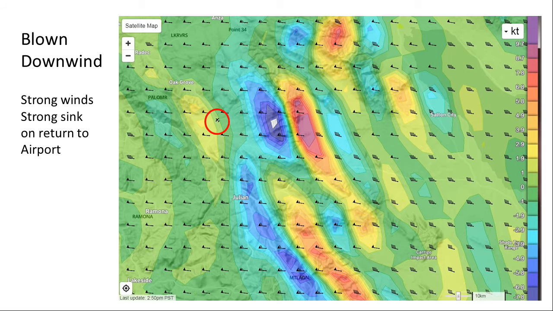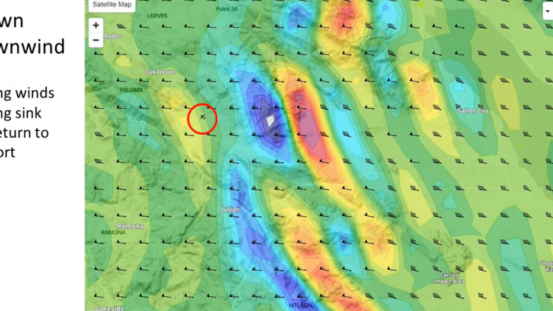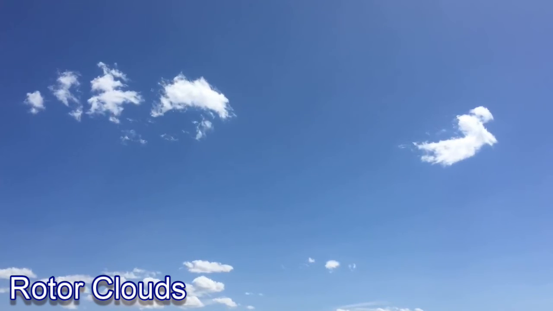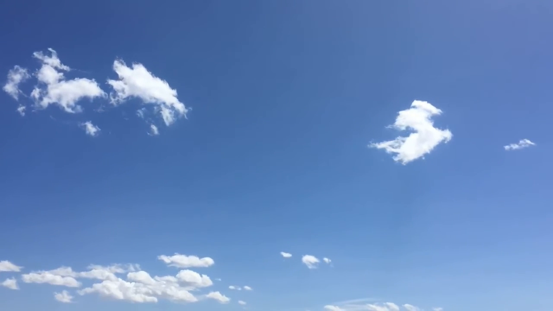You could get blown or caught downwind of the airport, unable to penetrate high winds going home upwind. Note the forecast winds in this illustration. A 65-knot headwind home requires a plan. You could encounter rotor with strong downdrafts and potentially severe turbulence.